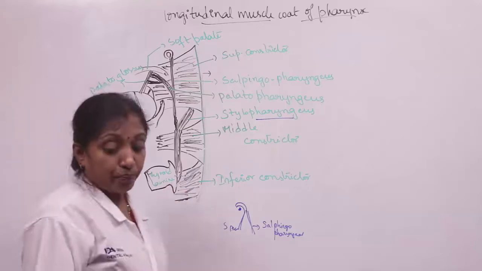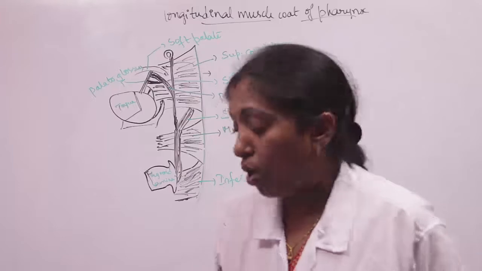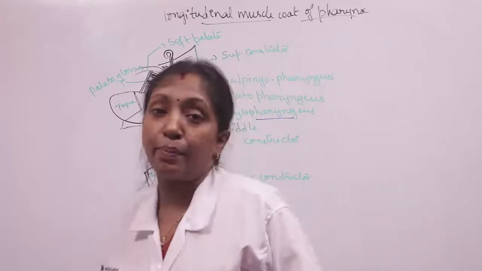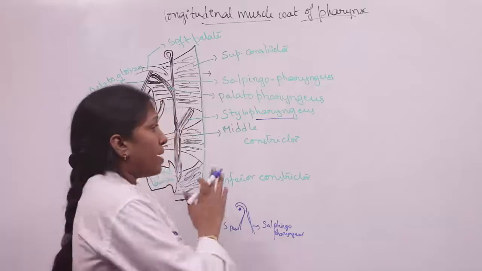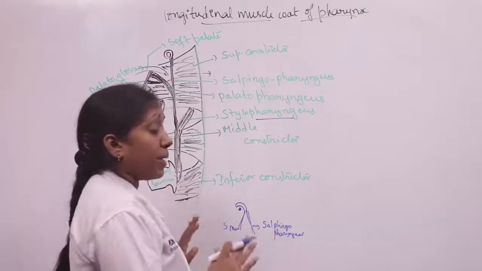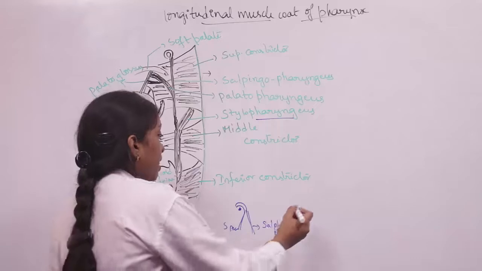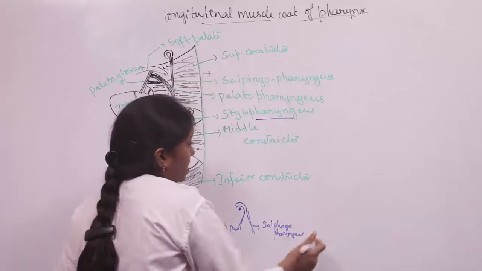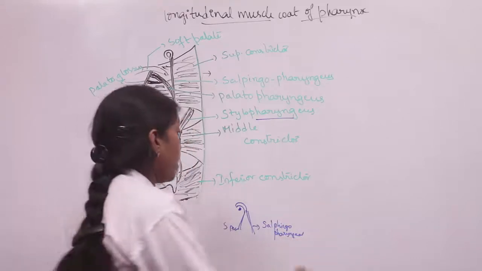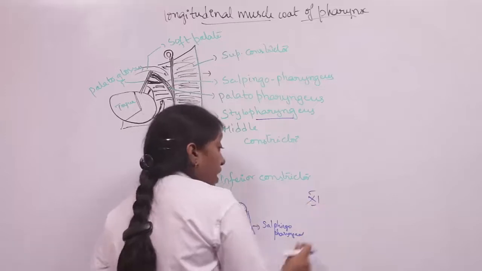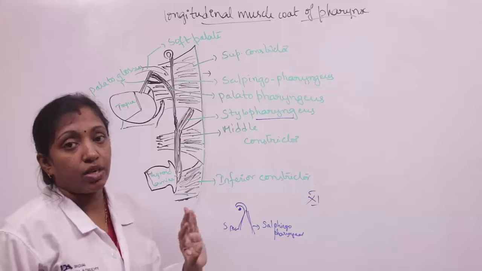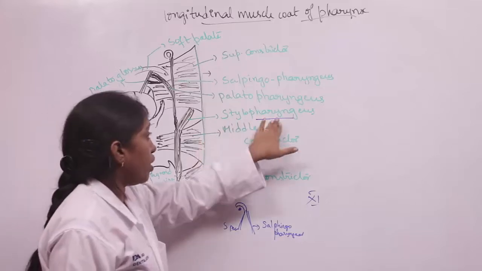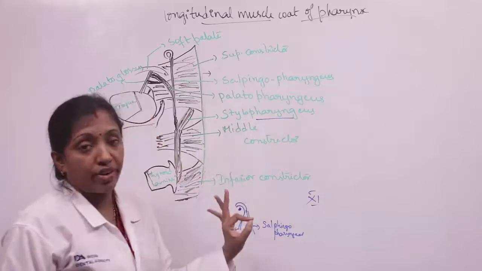And coming to the nerve supply, all the muscles of the pharynx are supplied by the cranial part of the accessory nerve through the pharyngeal plexus. The accessory nerve is the 11th cranial nerve. They are supplied by the cranial part of the accessory nerve, except stylopharyngeus, which is supplied by the glossopharyngeal nerve.